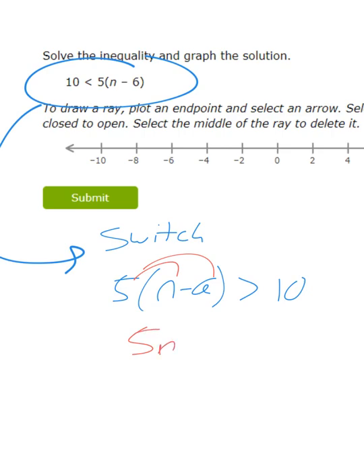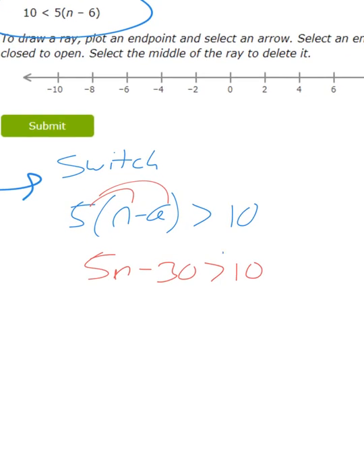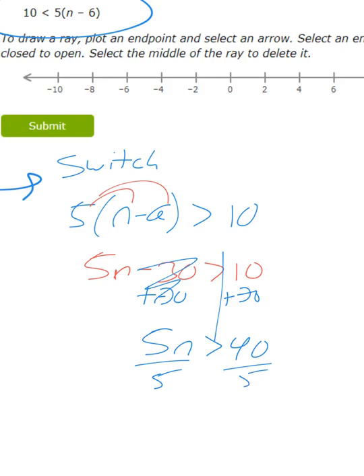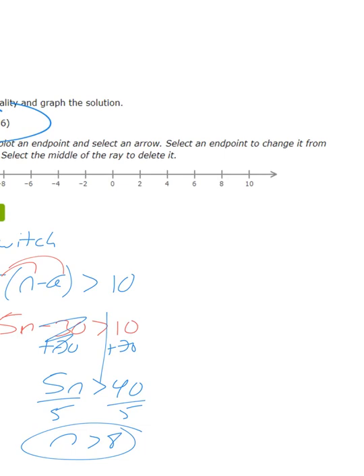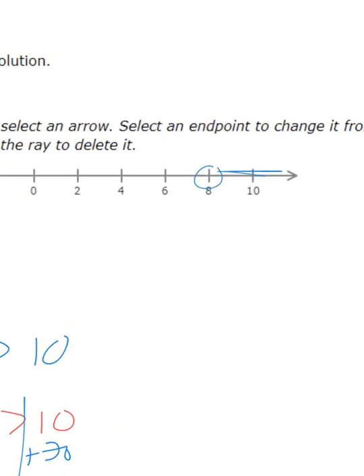Okay, now I'm going to distribute, because I got the number outside the parentheses. So 5 times n gives me 5n, 5 times 6 gives me 30, that's greater than 10. There's what I've got so far. I'll keep my line going here, and I'll add 30 to both sides for this one. The 30s cancel out over there, so I just have 5n. On the right side, I've got 40 now. And then I'll divide both sides by 5, so n is greater than 8. Let me go up here to this graph. I got open circle on 8, and I'll shade to the greater than sign.